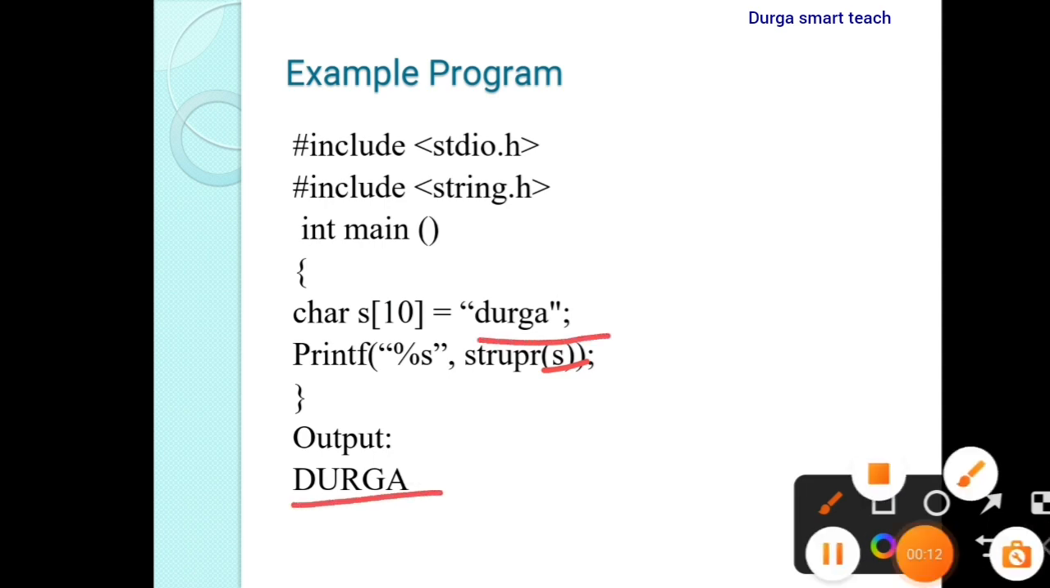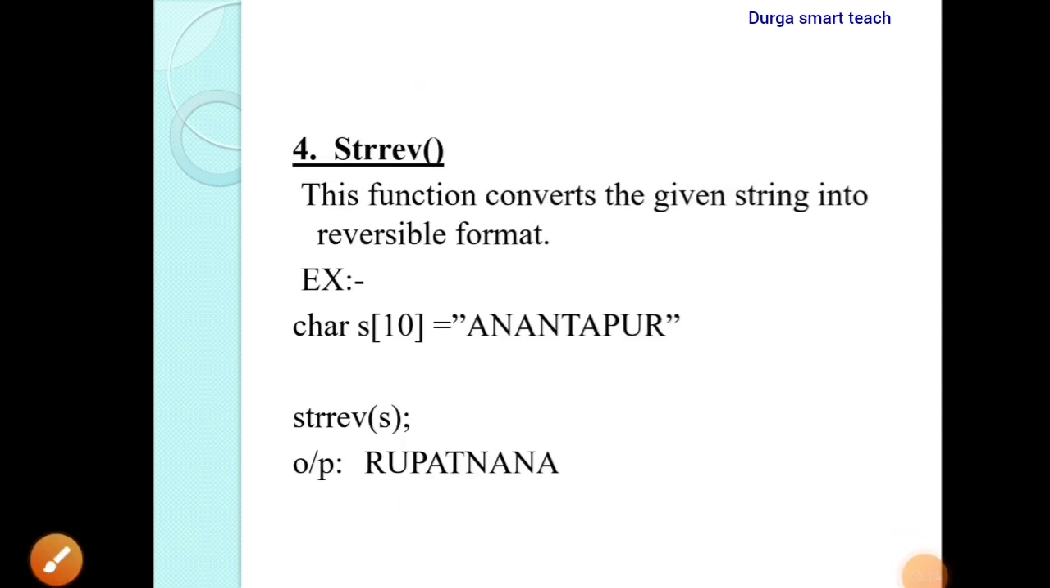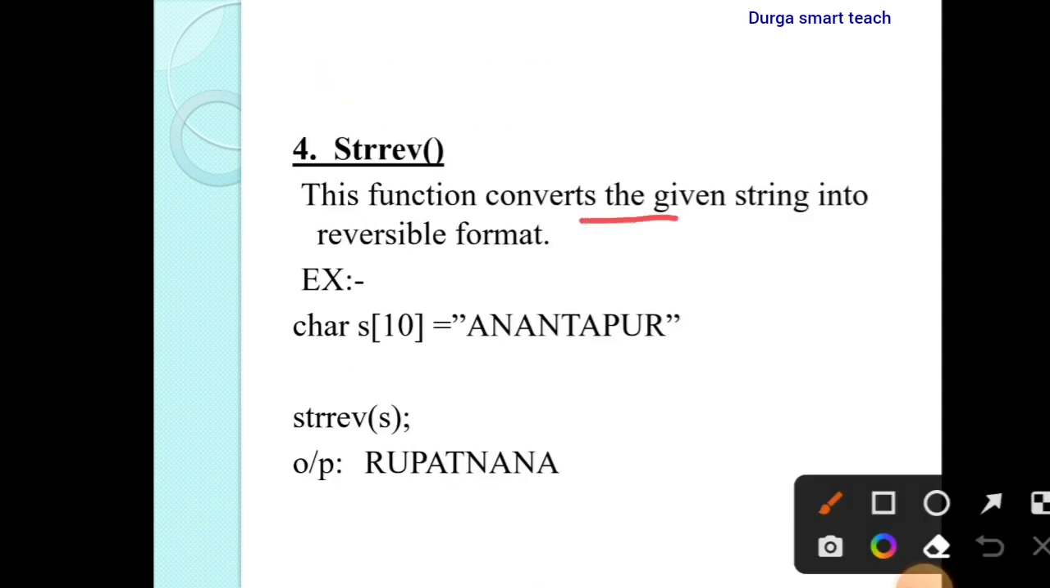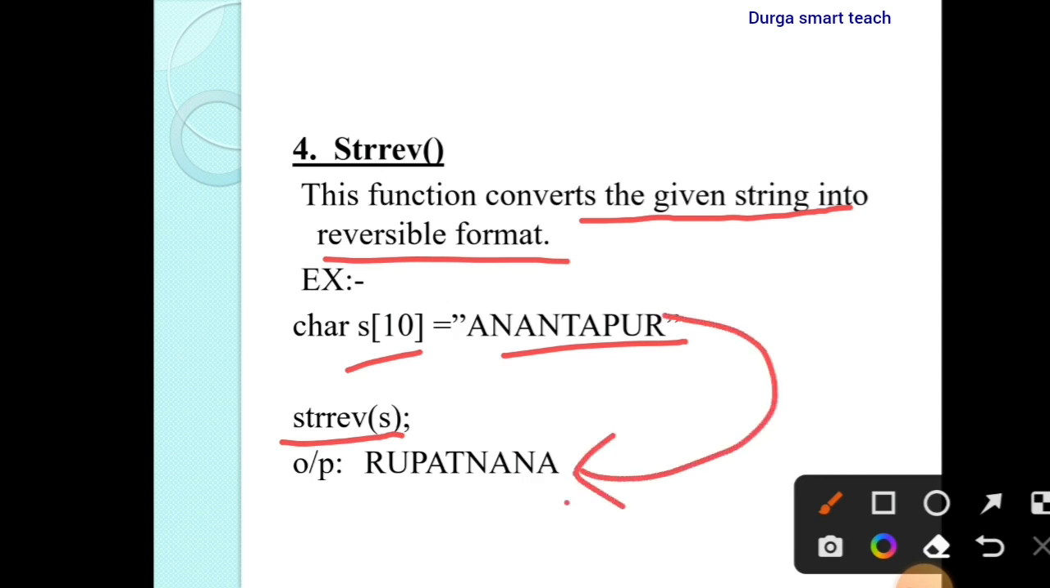Okay, the next function is string reverse, strrev. This function converts the given string into reversed format. So in the string I am storing Anantapur, and by using strrev I am reversing the string. So Anantapur will be displayed like this. So if you want to reverse a string, you need to use strrev. In the parenthesis you need to give the string name, whatever you want to reverse.